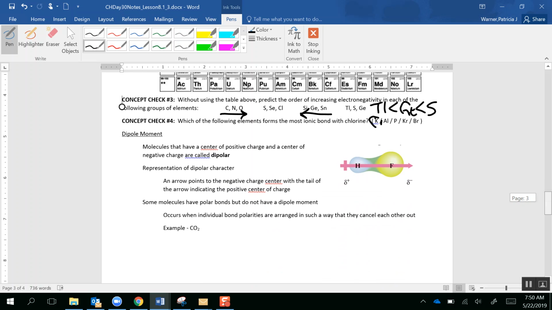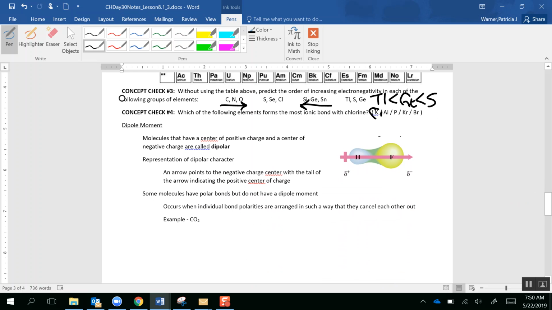Okay, so when we look at these particular bonds and they have a center of positive charge and a center of negative charge, that's called a dipole. That's called a dipolar molecule. Bonds can each be characterized as having a dipole or not having a dipole. Molecules can also be considered as polar or nonpolar based on what the specific bonds in them have.